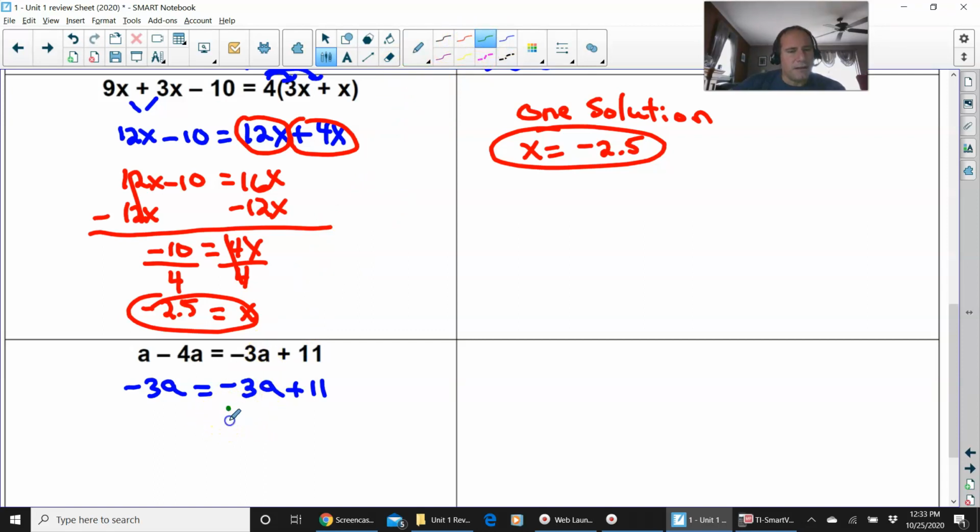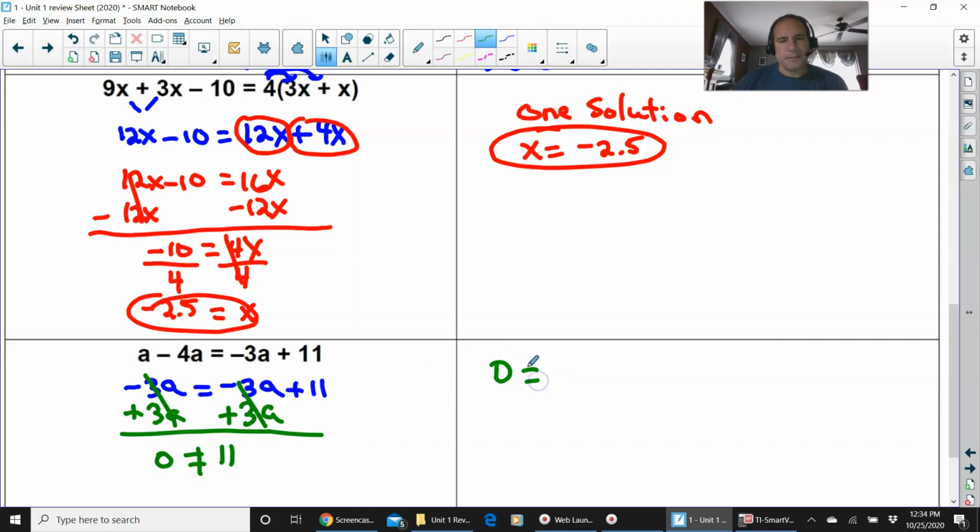I have negative 3a here. I am going to try to get the a's together, which is what I normally do to solve any equation. So this cancels. So does this. If this cancels, I have to put a placeholder of 0 there. Equals 11. Does 0 equal 11? No, it does not. This is the not equal symbol. So 0 is not equal to 11. This is no solution.